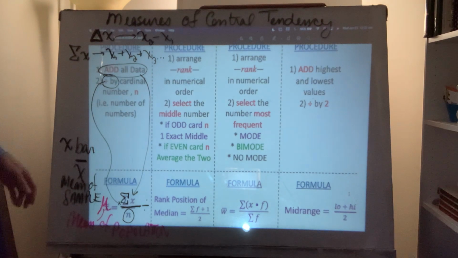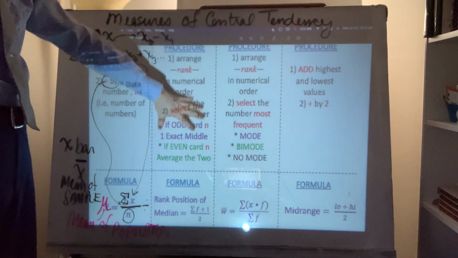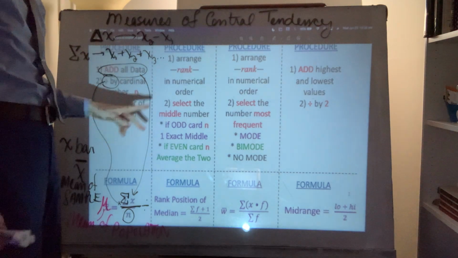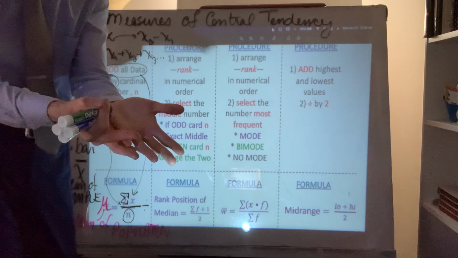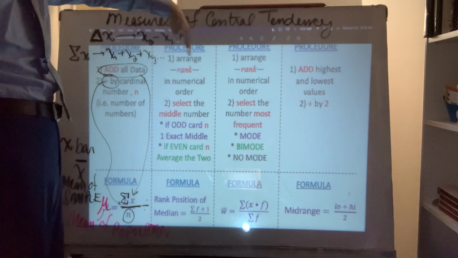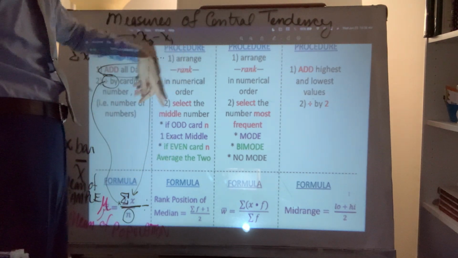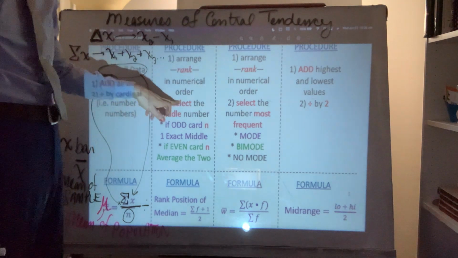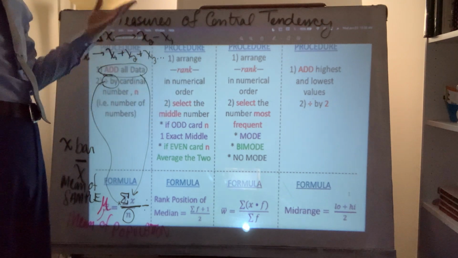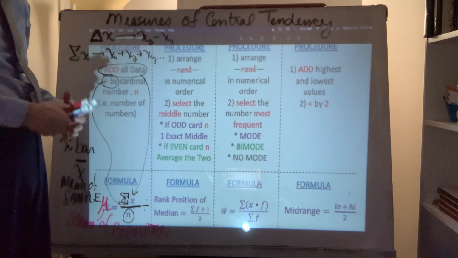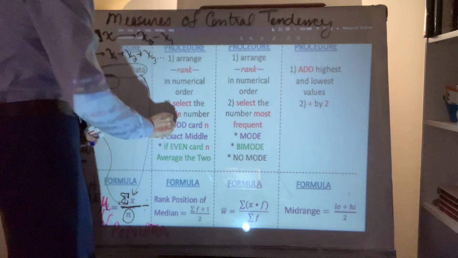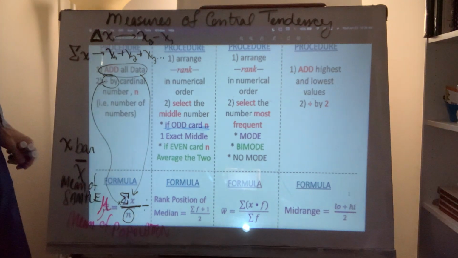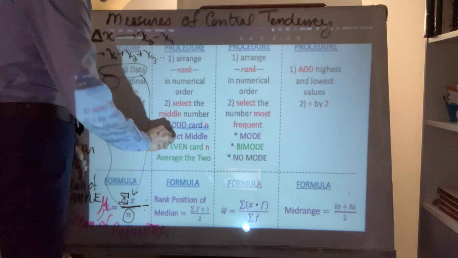Now, this is the median column here. What's the procedure? It is a good habit whenever you're given data to rank it, that is, to arrange it in numerical order. It doesn't necessarily have to be least to greatest, but that would be intuitive, I think. And then you select the middle number. Now, in theory, there's two things that might happen. If there is an odd number of data, then there is one exact thing in the middle.